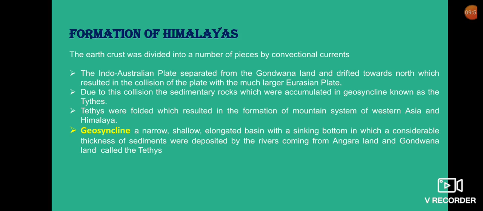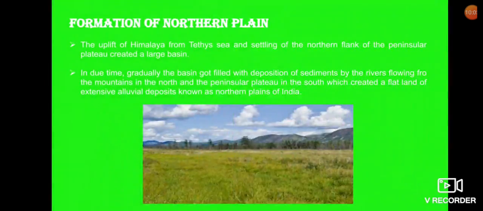So, due to the formation of the Himalayas, ultimately there was the formation of plains also. To the south of the Himalayas, a basin or depression was formed. It was gradually filled with the alluvium which was brought by the rivers from the north and south. The North Indian plain was thus born between the Himalayas and the peninsular plateau. This also led to the formation of the Arabian Sea.